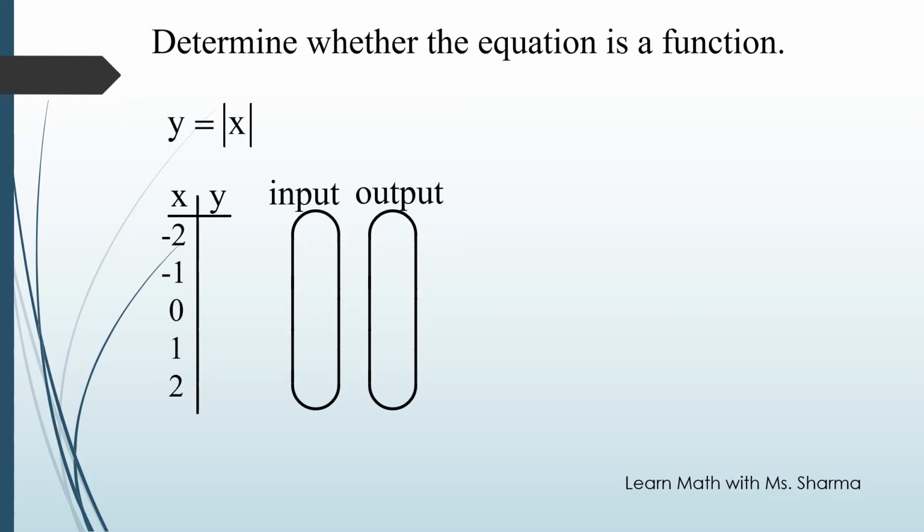In the next example, state whether the equation is a function. Given y equals absolute value of x. When we take the absolute value, that means we are finding the distance from 0. And distance can never be negative. So when we take the absolute value of a negative number, it is a positive number. And when we take the absolute value of a positive number, it still remains positive.